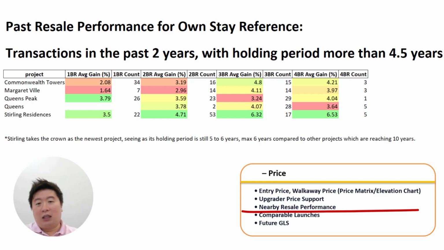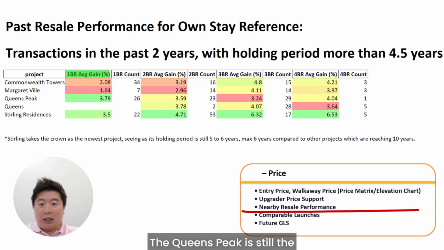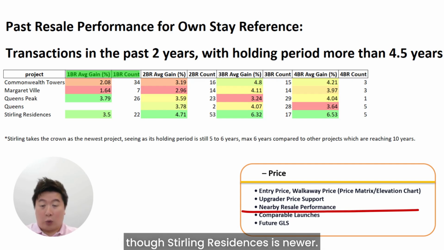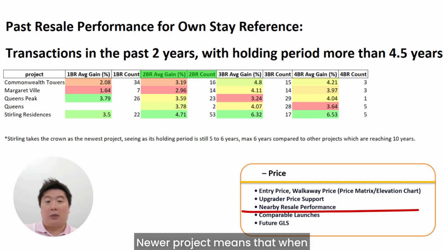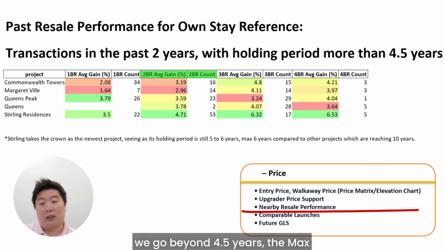Yeah. So let's see. The Queen Suite is still the winner for the one bedroom, even though Sterling Residences is newer. For two bedroom, you have Sterling Residences taking the crown because it's a newer project. Newer project means that when we go beyond 4.5 years, the max it goes is like 5-6 years.